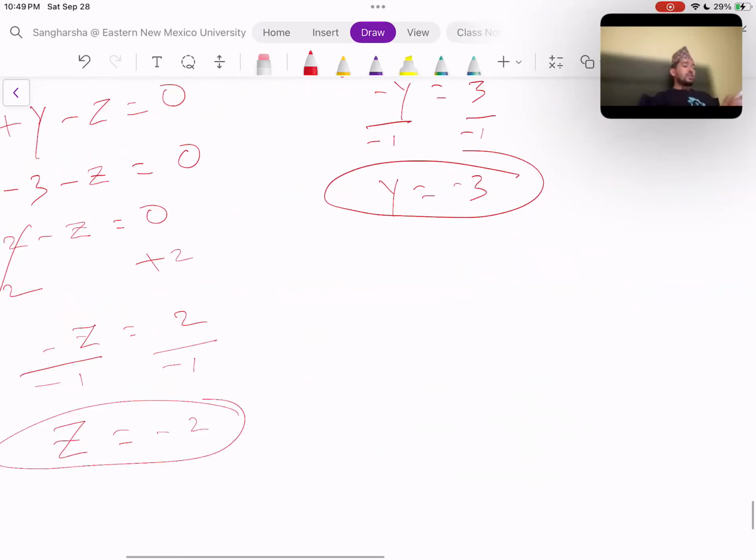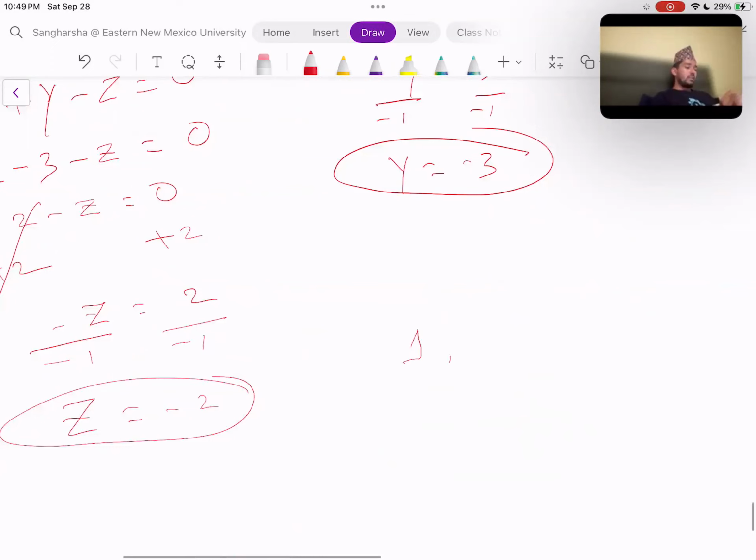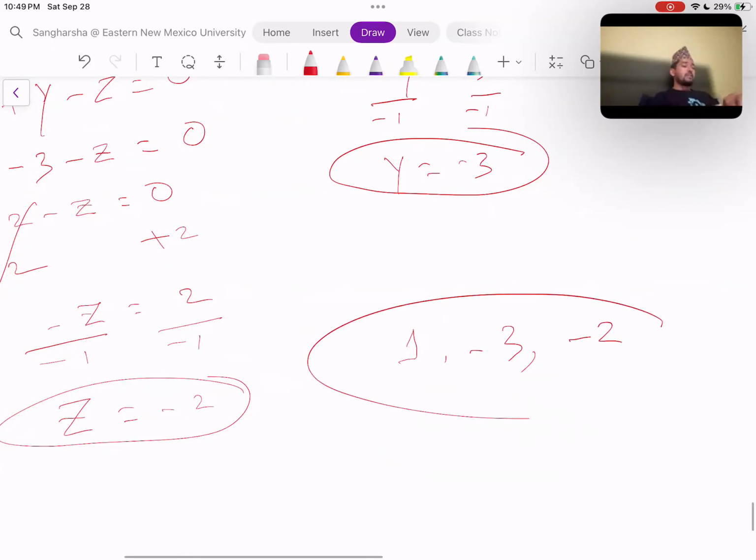Now you write all three of these together. Your x is 1, y is minus 3, z is minus 2. Make sure you put them inside the parentheses, and this is the solution. That's how we get the solution. This is the solution of this system of linear equations.